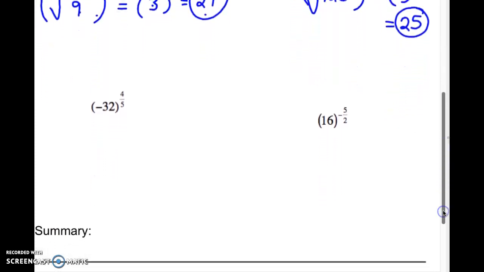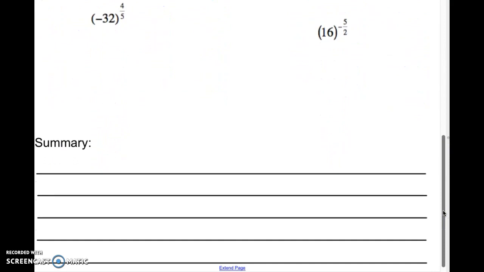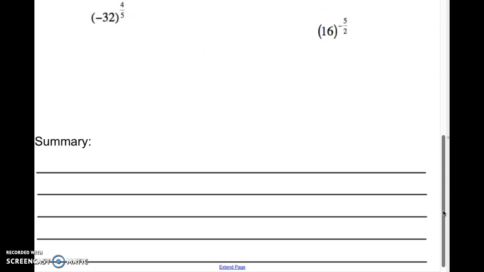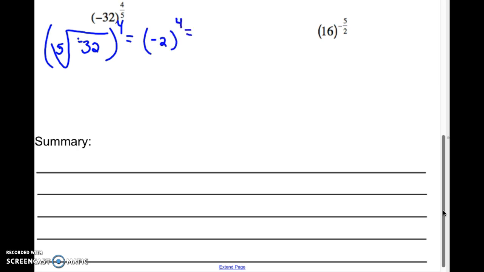On our next problem here, we have negative 32 to the 4/5. So that's the 5th root of negative 32 to the 4th. And it is okay to have a negative sign with an odd root. So the 5th root of negative 32 is negative 2. Then we have to take that to the 4th power. Negative 2 times negative 2 times negative 2 times negative 2 is 16.